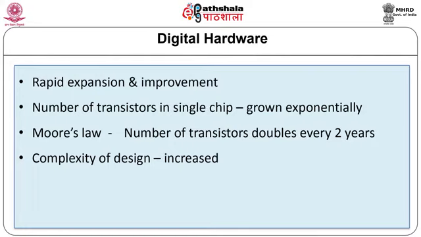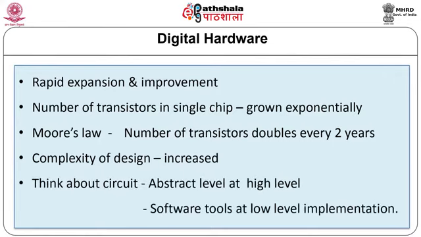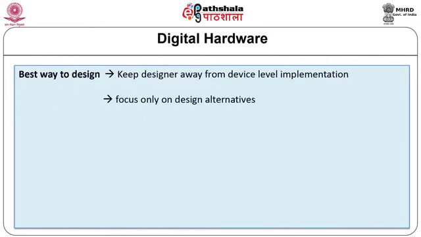Digital systems are mainly used for storing, processing and transmitting information. The larger the application, the more complex the design of the digital system becomes. The simplest way to deal with complexity is to think about the circuit at the abstract level and use design software tools to obtain the low level implementation. The best way to design a complex system is to keep the designer away from the tedious details of device level implementation and focus on design alternatives.